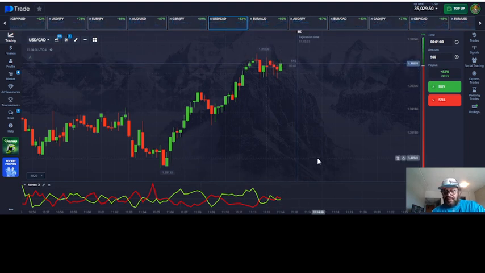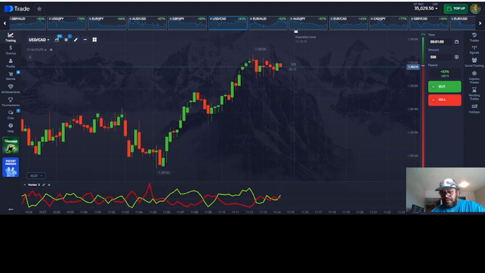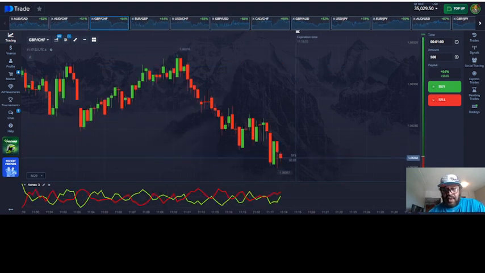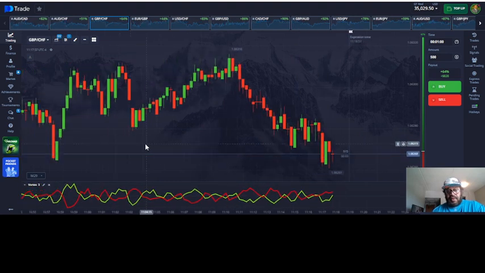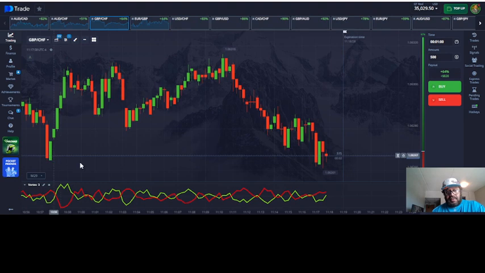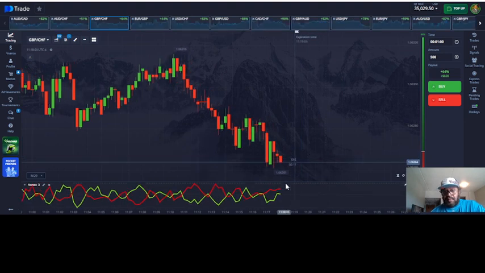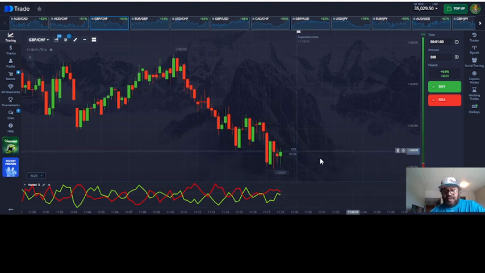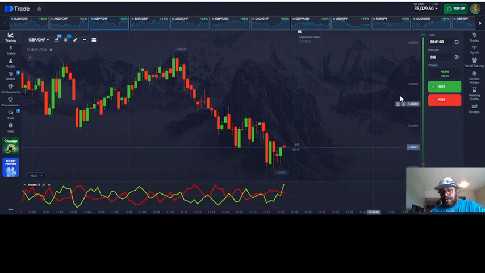All right, so let me pause the video and look for another setup. So I'm on the Great British Pound, Swiss franc, and there's currently a level of support here. If we notice, there's a level of support that the price is at. So I'm going to wait for the green VI line to cross the red VI line in an upward direction because I anticipate a bullish reversal. There we go.